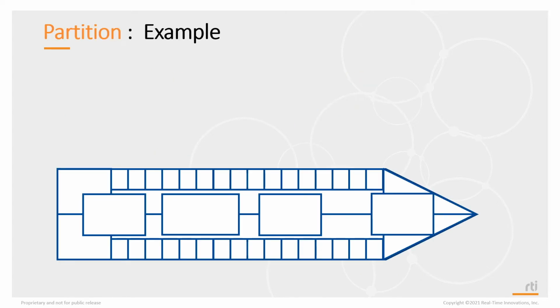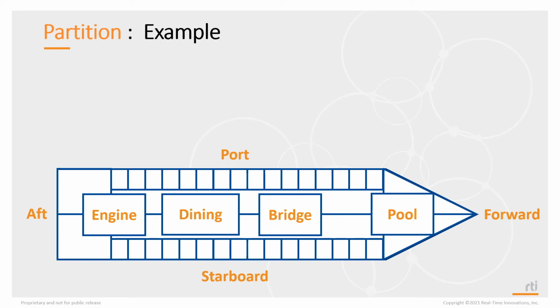Let's look at a practical example. And here we have a ship, and each box represents perhaps a cabin or an area of the ship. You know, we have different sides of the ship, aft being the back, forward, port, the left-hand side, starboard, the right-hand side. Maybe we have different rooms. We have engine rooms, we have dining rooms, we have the bridge, a control room, and we have a pool.